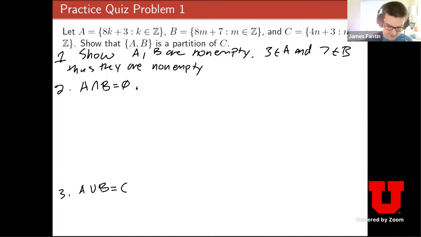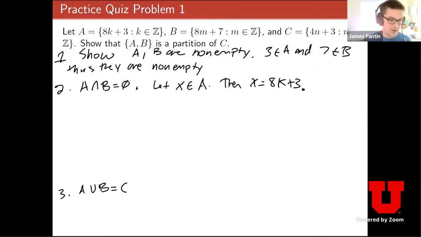So let x be an element of A. Then x is equal to 8k plus 3. And then we would do some sort of argument using the division theorem, and we could conclude that x is not of the form 8m plus 7, because the division theorem guarantees that there's a unique representation of any integer in this form. And so we could use an argument like that.